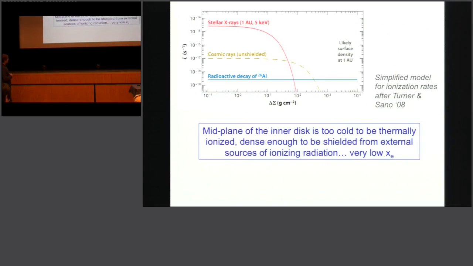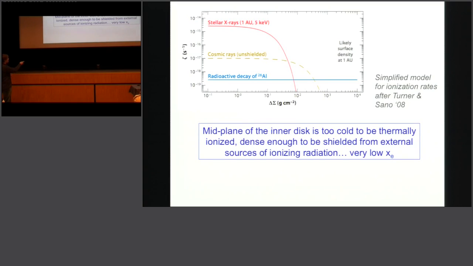So we can consider those different sources, and here's a schematic of this based on a rather simplified model developed by Neil Turner and Sano in 2008. This is ionization rate on a log scale as a function of the column down from the surface of the disk down towards the interior. And here are just some representative curves for stellar X-rays, for cosmic rays, and for radioactive decay, making various, hopefully reasonable assumptions about the intensity of those ionizing sources and where we are in the disk.